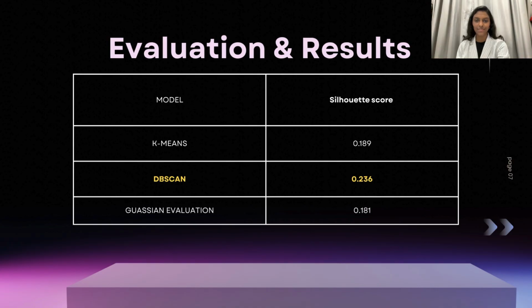metrics. Up next, for the clustering models, we use the silhouette score to measure cluster quality. DBSCAN achieved the highest score of 0.236, outperforming k-means with 0.189 and the Gaussian model with 0.181. This indicates that DBSCAN produced better clusters and was more effective in identifying hidden transaction patterns and potential fraud risk groups. Overall, random forest was selected as the best classification model, while DBSCAN was the most suitable clustering technique, providing the most valuable insights for fraud detection and decision making.